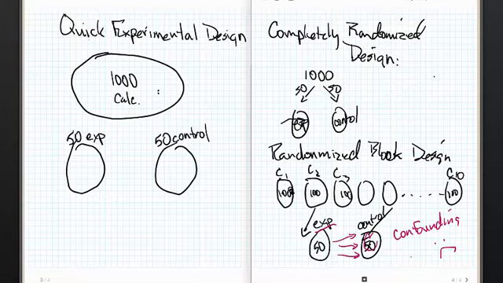All right. Now, let's talk about a rigorously controlled experimental design. It's pretty simple, really, at its roots. A rigorously controlled design simply seeks to eliminate confounding.